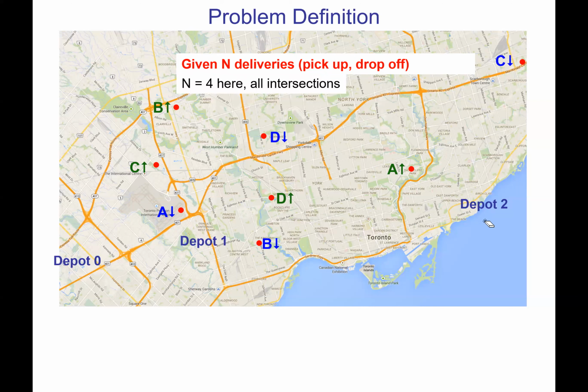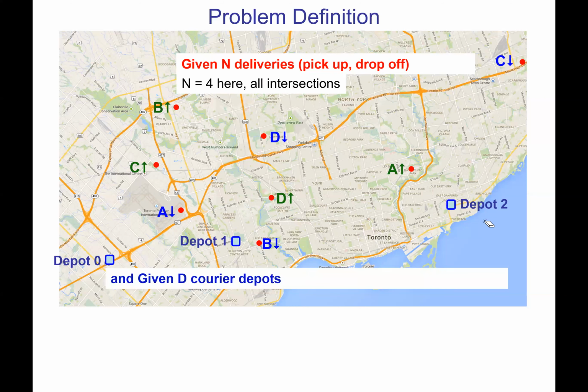So here the number of deliveries I have to make, which we're going to call N, is 4. And every delivery is to an intersection. And you've got D courier depots. These are choices of where you pick your truck up from and where you leave it at the end of your shift. In this example, I've got D equals 3. I've got 3 different spots where I can pick up and drop off trucks.